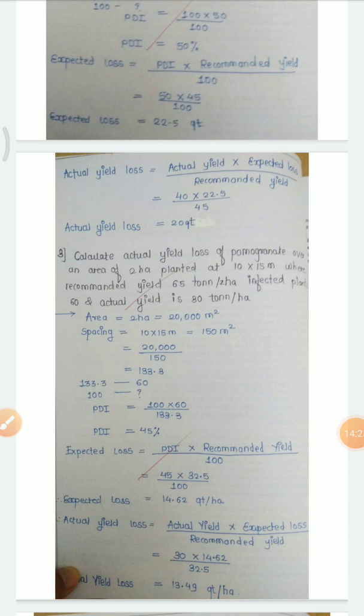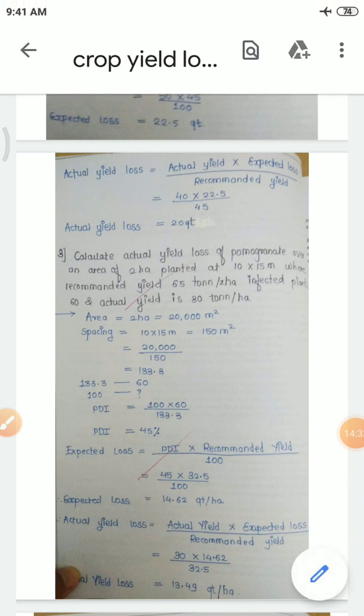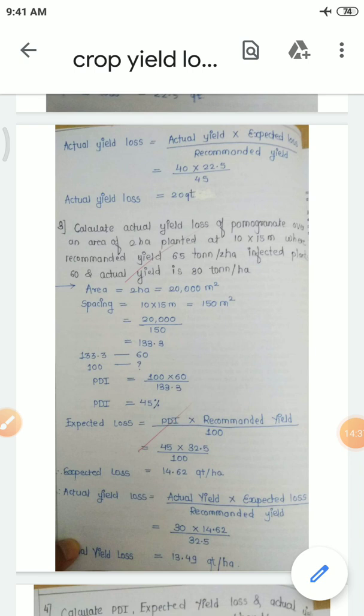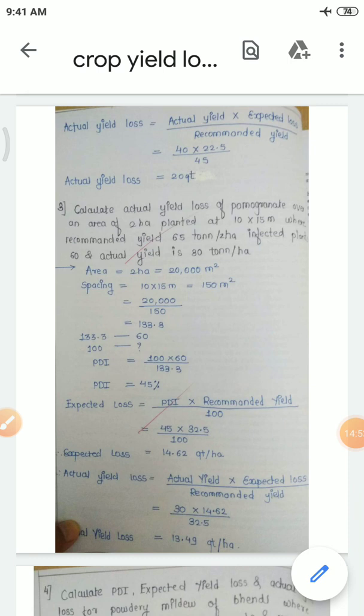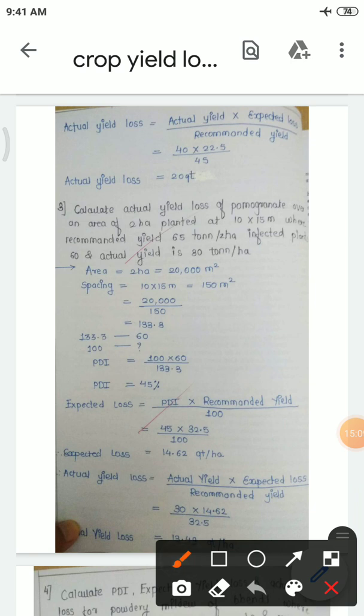In that example the data is given, that is area is 2 hectare, that means 20,000 meter square. Spacing for pomegranate is given, that is 10 by 15 meter, that is 150 meter square. So first of all we calculate the plant population by dividing the area by spacing, that is 20,000 divided by 150. So we get the plant population, that is 133.3. Out of 133.3, 60 plants get damage. That value is also given here as infected plants in the example. That means out of 133.3 plants, 60 plants get damage.